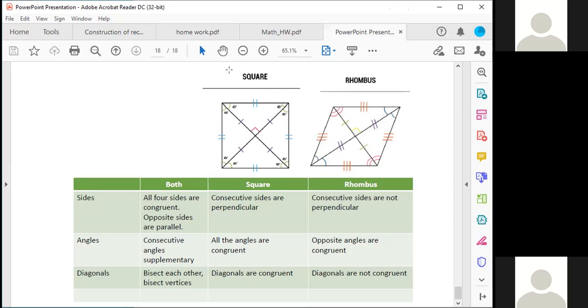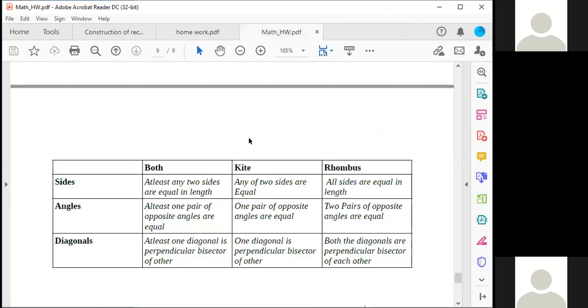What do you mean by bisect vertices? It should be bisects the angles, not vertices. How do you bisect a point? A vertex is a point. Again, you cannot say diagonals are not congruent, but that the diagonals are perpendicular hasn't been mentioned, and bisect should have come under both. Okay, I think the last one is kite and rhombus.